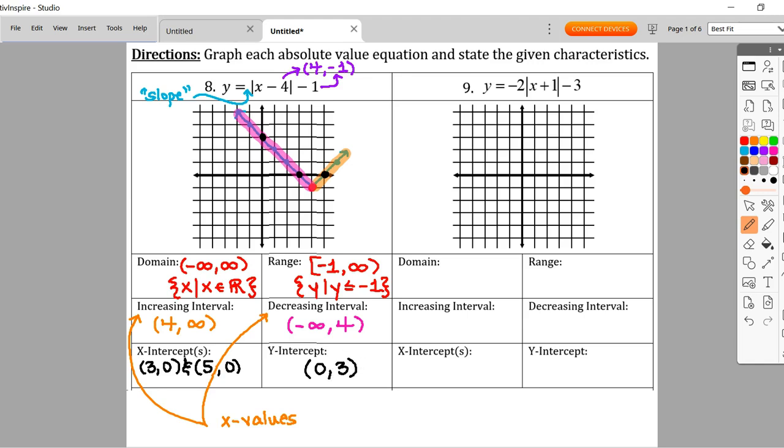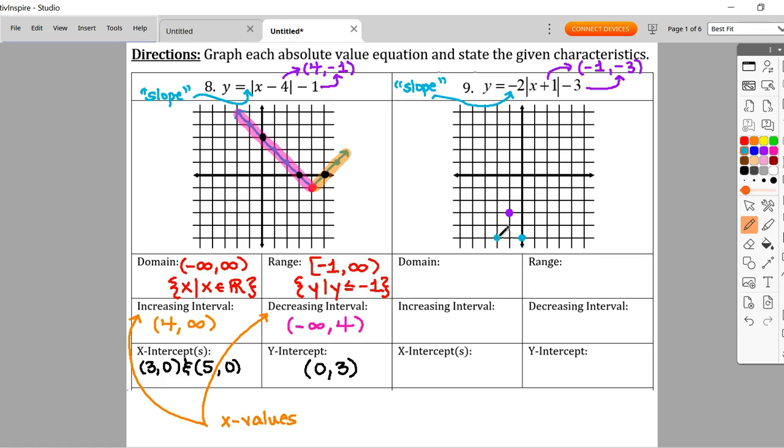Let's go ahead and graph number 9. We again go ahead and pull our vertex point. That's going to be the opposite of the inside, so a -1. Then the actual value of the outside, -3. The vertex point is (-1, -3). From that vertex point, we do a slope here. Remember, that's going to be the slope on the right, a -2. How we do that is go down 2 and to the right 1. I would keep going. Obviously, my graph kind of stops there.